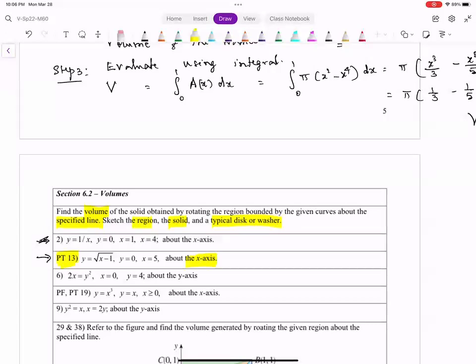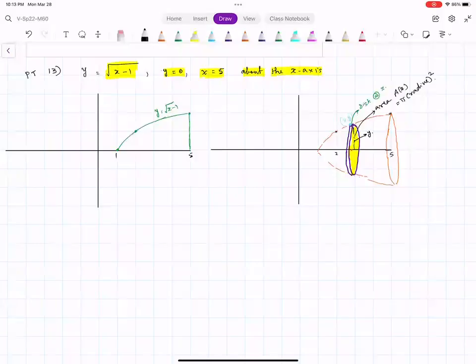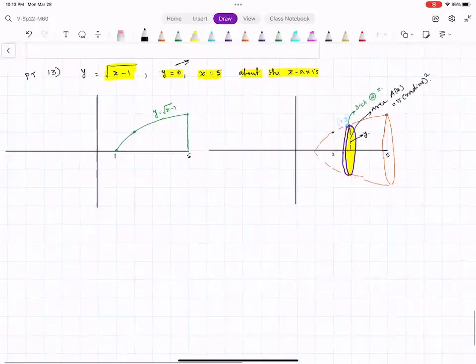y equals the square root of x minus 1 is the curve, and it is bounded by y equals 0. What does that mean? It is the x-axis, and x equals 5, and the region is rotated about the x-axis. So we have the graph y equals the square root of x minus 1, y equals 0, which is the x-axis equation, and x equals 5. This region is rotated about the x-axis.